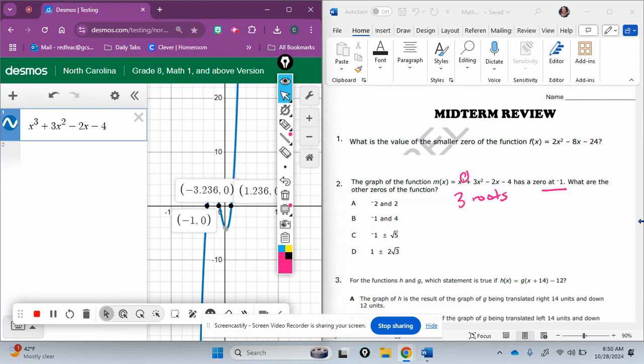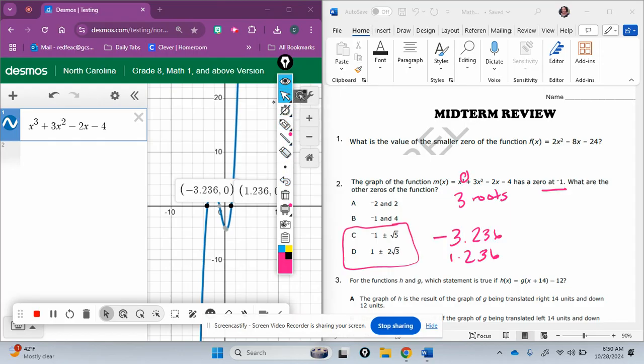Okay, so we said we had one at -1. This is the one we have at -1. Okay, so we have that one at -1. I'm going to take that one off, and we see the other two. When we did the lesson before, I told you if you have decimals, then you are going to end up having irrational roots, or zeros. So I'm going to write these two down, -3.236 and 1.236.